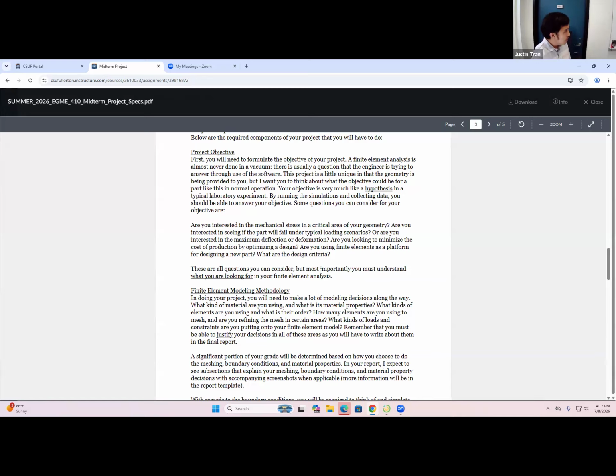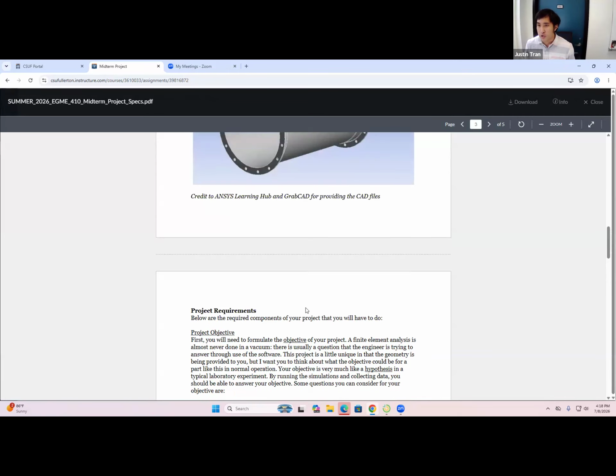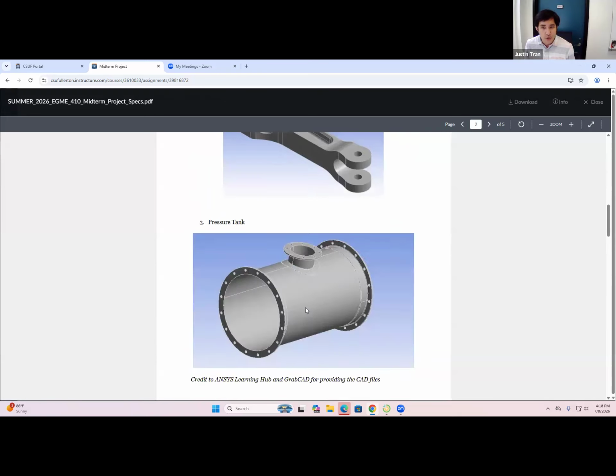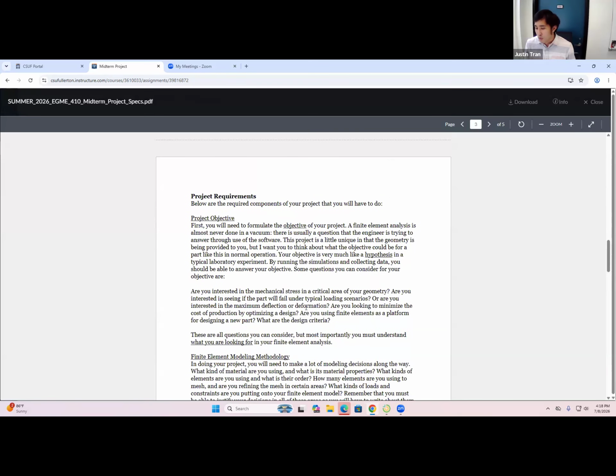Now, this midterm project is going to be a bit different from the final project because I'm providing you the geometry. So you have to come up with a story, or an objective, that fits one of these geometries here. That can be a little bit challenging. I'll give you a preview of your final project. It's going to be very similar to the midterm project. The only difference is that you're going to be able to choose your own geometry.